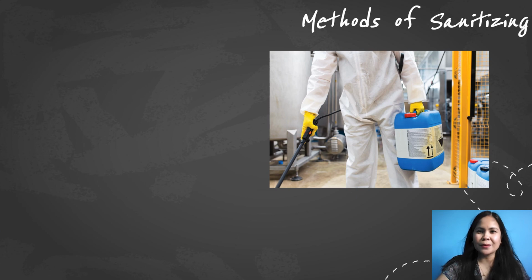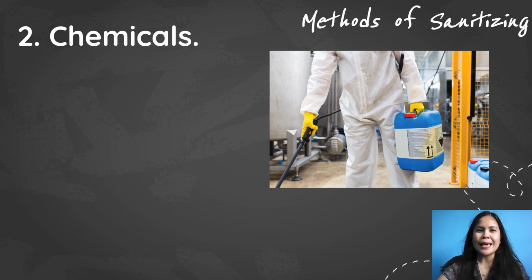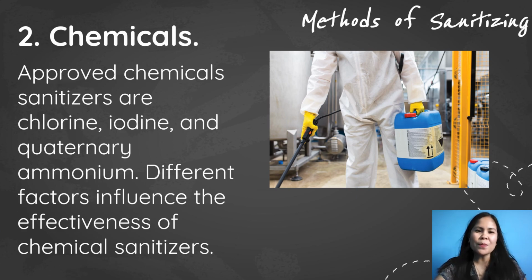And another method is by means of using chemicals. Approved chemical sanitizers are chlorine, iodine, and quaternary ammonium. Different factors influence the effectiveness of chemical sanitizers. The three factors that must be considered are, first, concentration. The presence of too little sanitizer will result in an inadequate reduction of harmful microorganisms. Too much can be toxic.